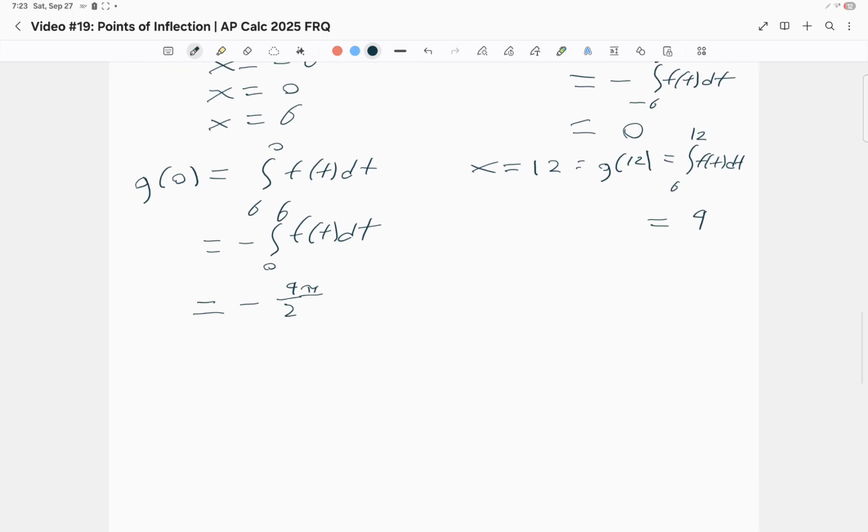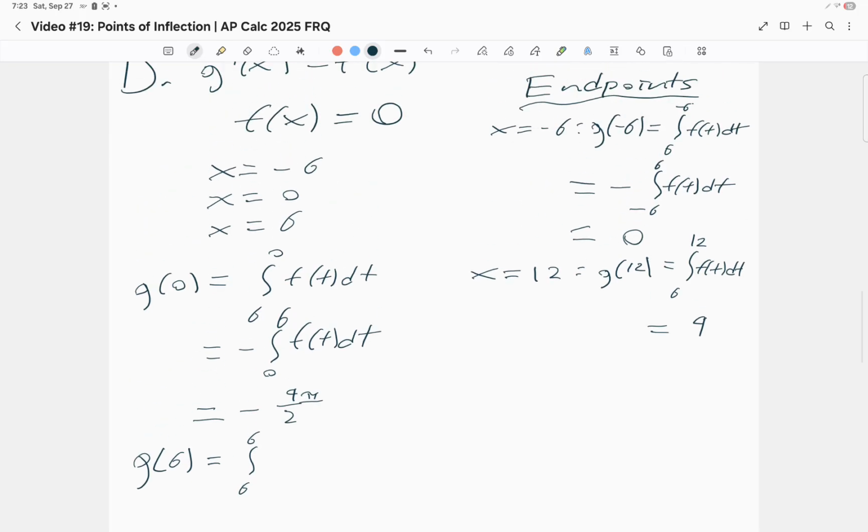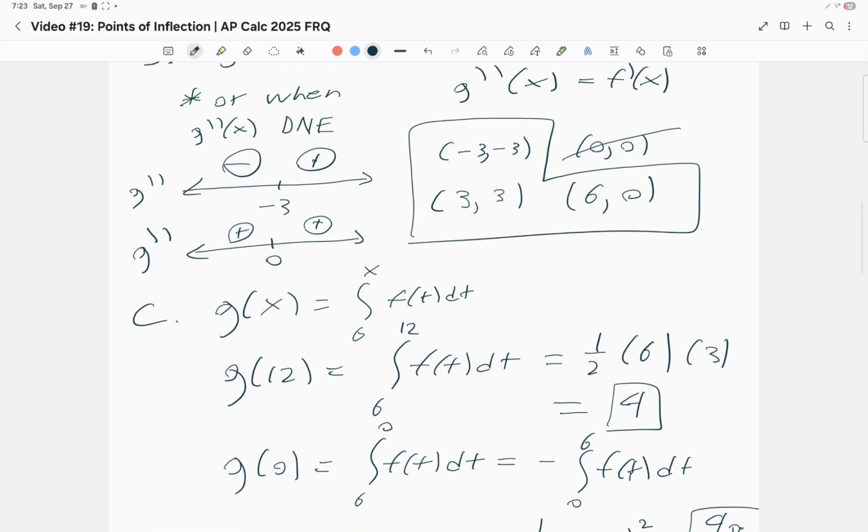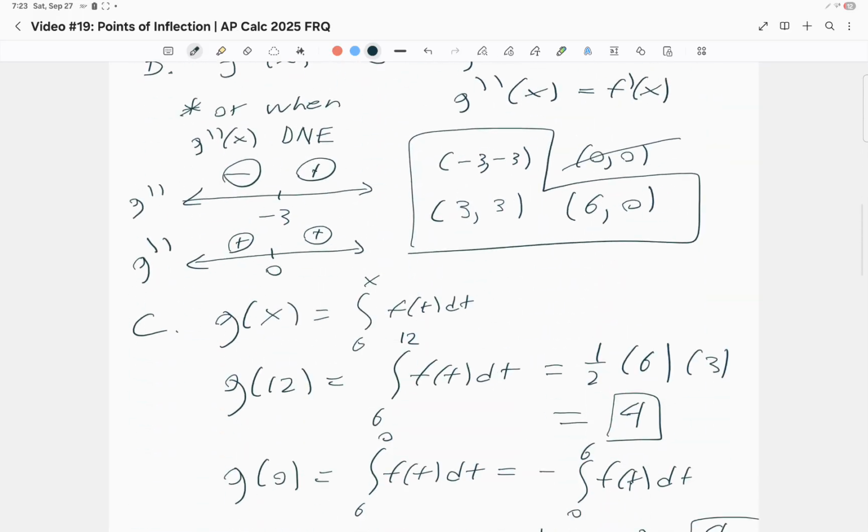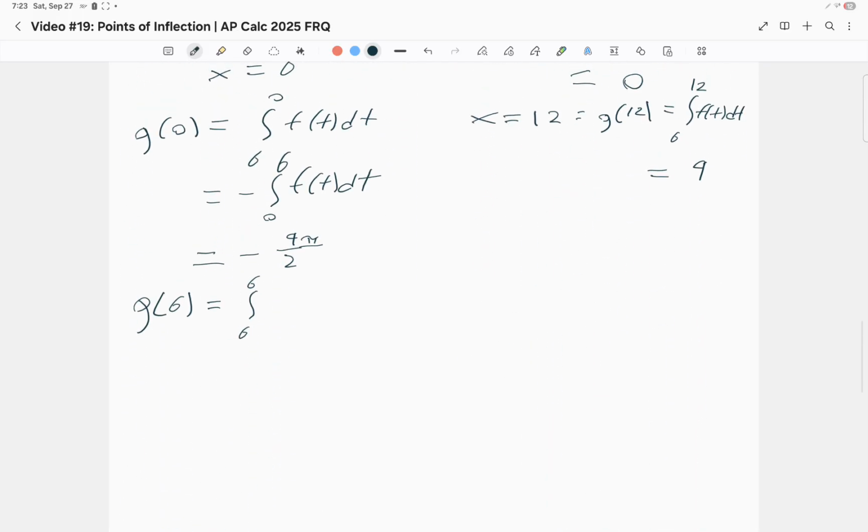I think that's going to be our smallest value, but let's finally test g of 6, which equals the integral from 6 to 6 of f of t dt. And that, of course, is equal to 0, right? Because we're integrating a tiny sliver. That's a fundamental integral rule.